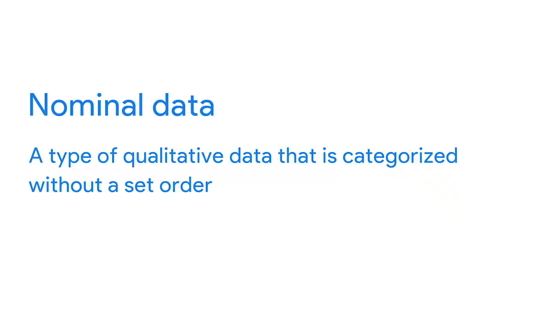There's also nominal and ordinal data. Nominal data is a type of qualitative data that's categorized without a set order. In other words, this kind of data doesn't have a sequence. Here's a quick example. Let's say you're collecting data about movies. You ask people if they've watched a given movie. Their responses would be in the form of nominal data. They could respond yes, no, or not sure. These choices don't have a particular order.